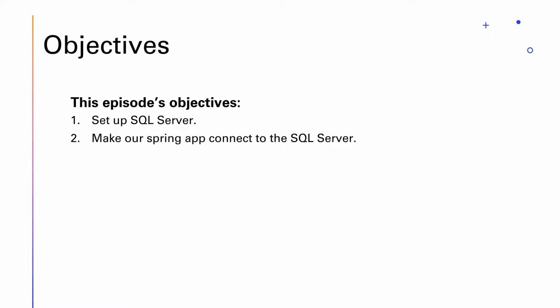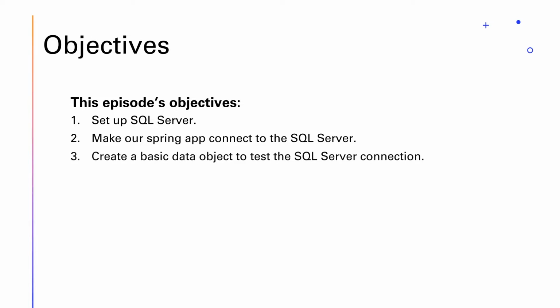So what are the objectives for today? Firstly, we're going to set up a SQL Server. Secondly, we're going to make our Spring Boot app connect to the SQL Server. And then lastly, we're going to create a basic data object to test the SQL Server connection.